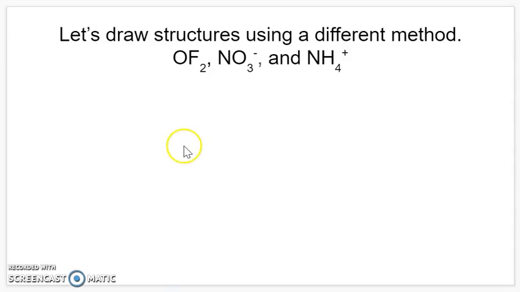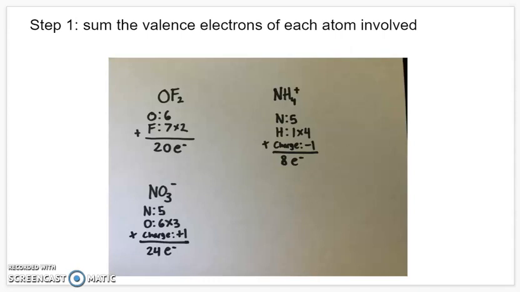And as practice, we're going to draw OF2, NO3 minus, and NH4 plus. So step one, sum the valence electrons of each atom involved. For OF2, we have an O and two Fs. O has 6 valence electrons, F has 7, and there's 2 of them, so we multiply it by 2. 6 plus 14, we get 20 electrons.